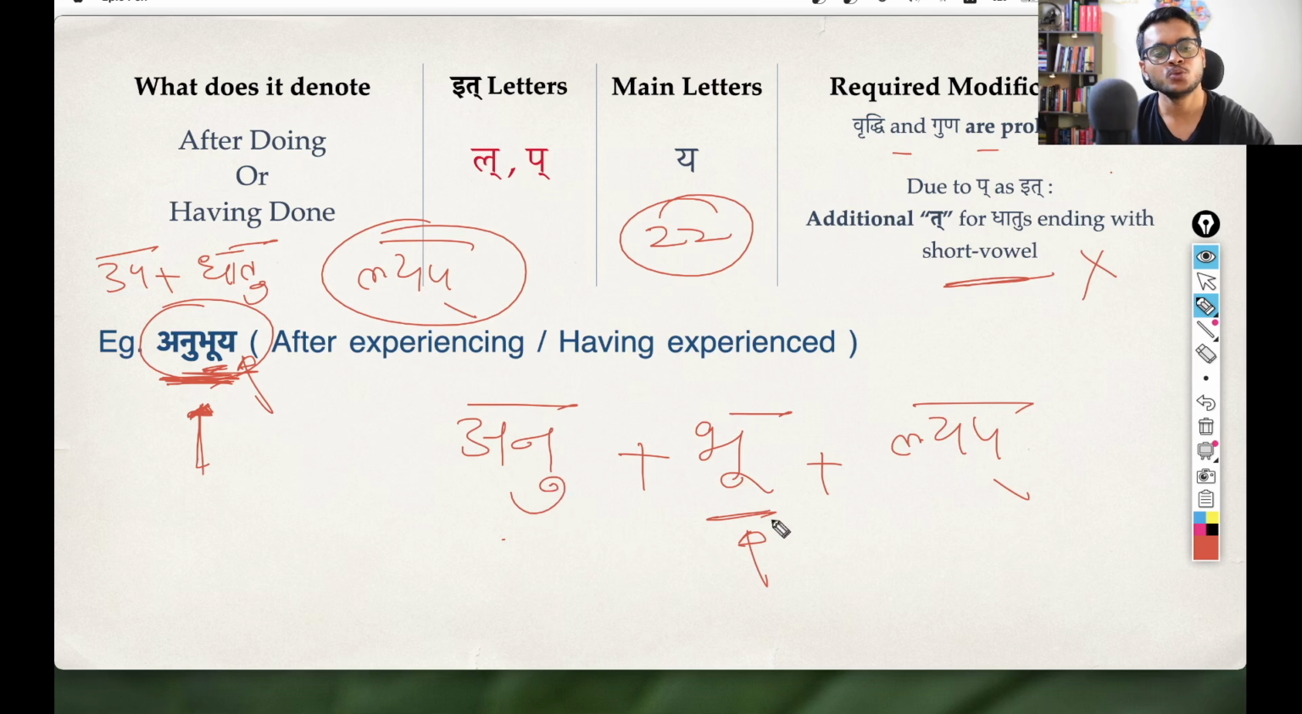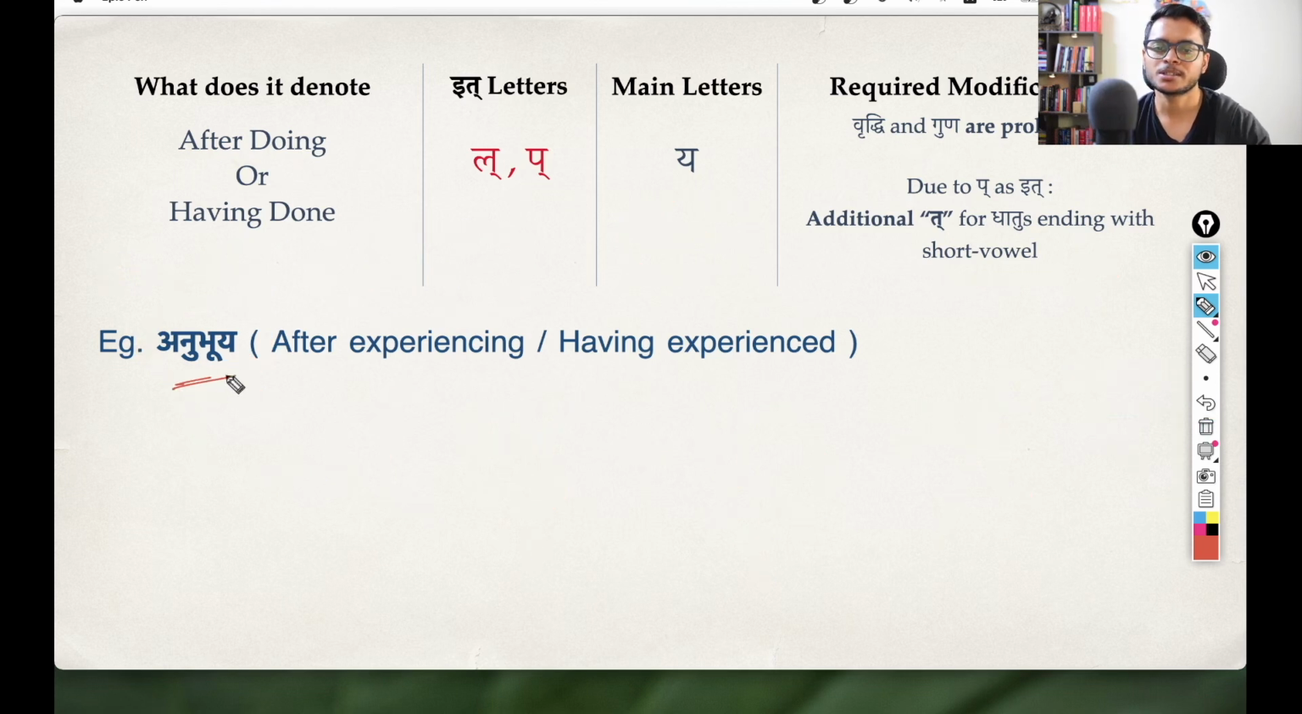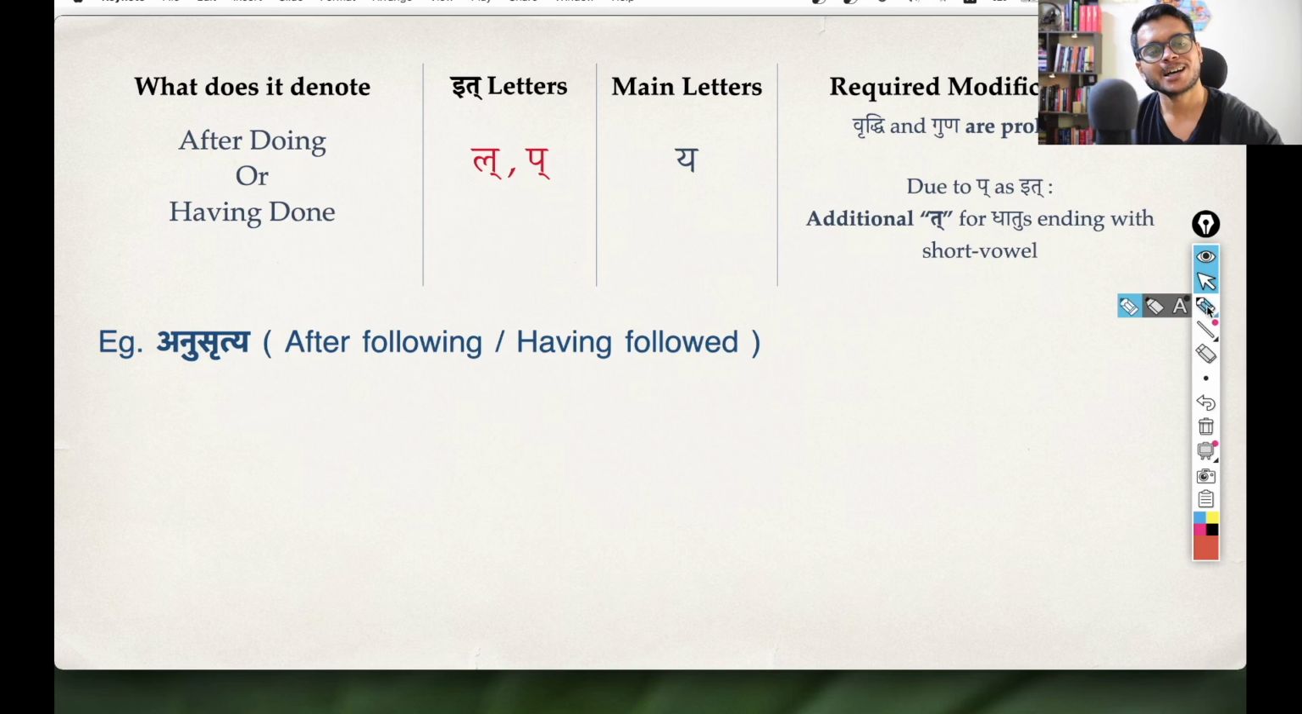So we have anu plus bhu, and for lyap we get this ya as the main content. Then we simply combine them together. So we have anubhuya. So this is the pratipadika. Let me clear this. This is the pada that we get, anubhuya, after experiencing, having experienced. Okay, so I hope this is clear. Let us take another example.